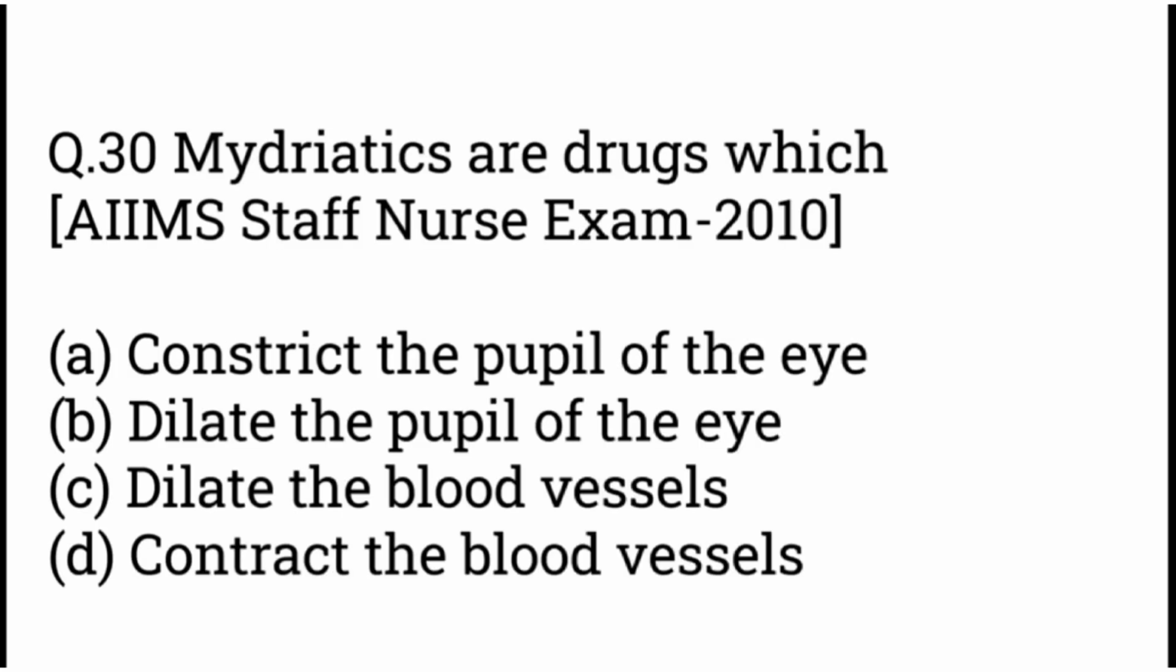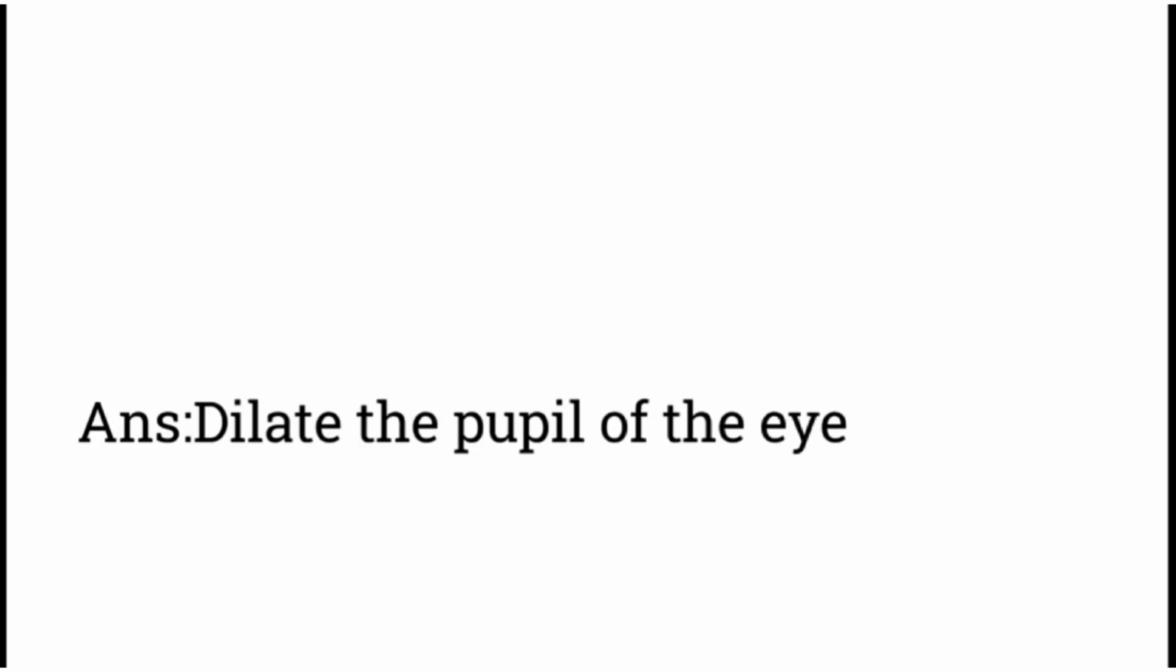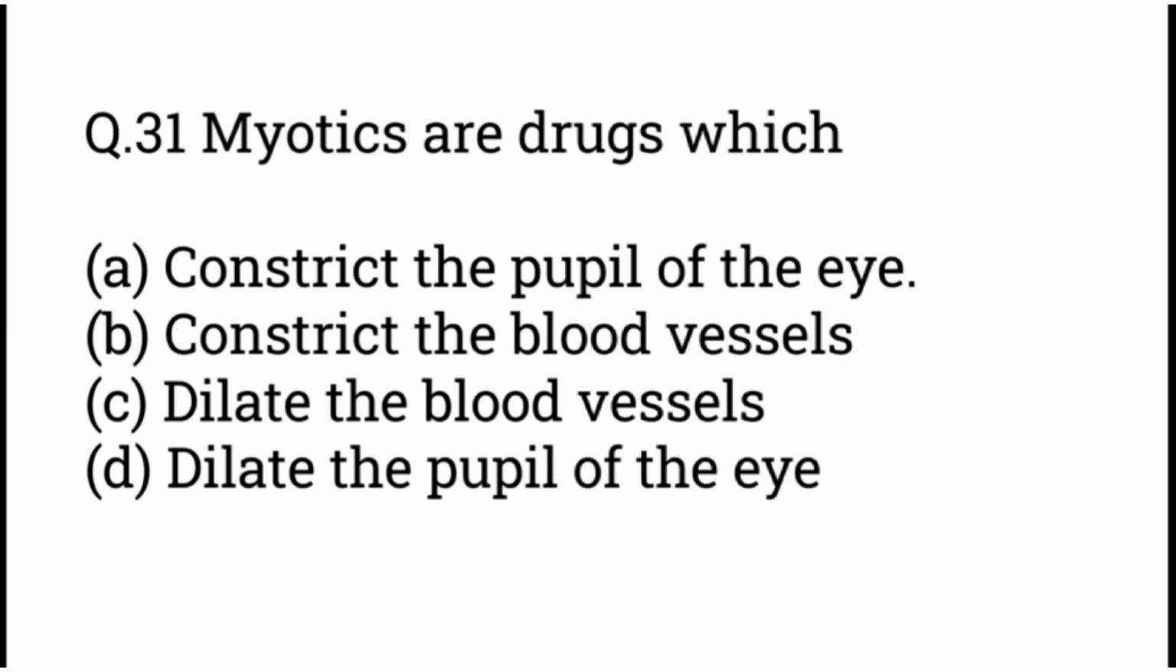Mydriatics are the drugs which constrict the pupil of the eye, dilate the pupil of the eye, dilate the blood vessels, or contract the blood vessels. Now the answer is it dilates the pupil of the eye. For example, tropicamide eye drop, these are dilators, the pupil dilates. Atropine or tropicamide eye drops will all dilate the eye pupils.